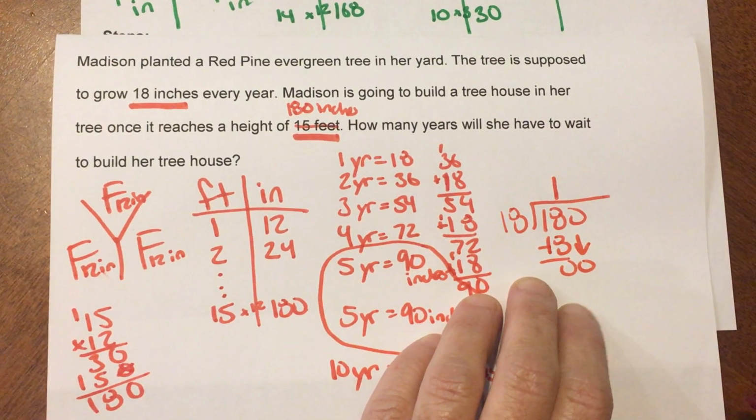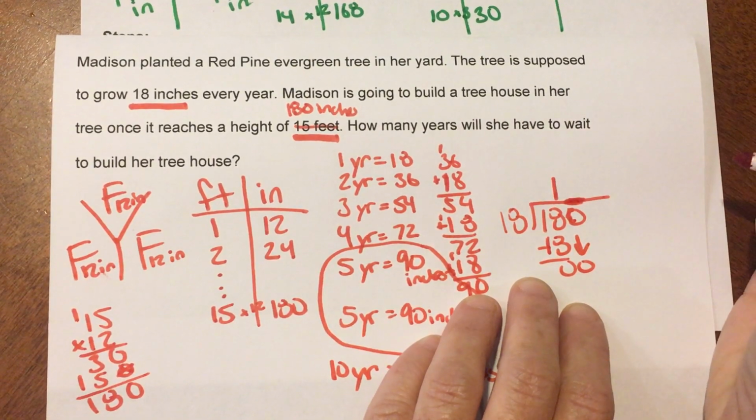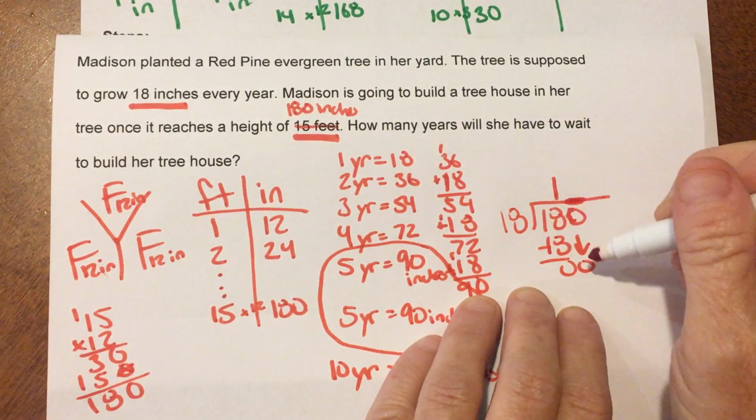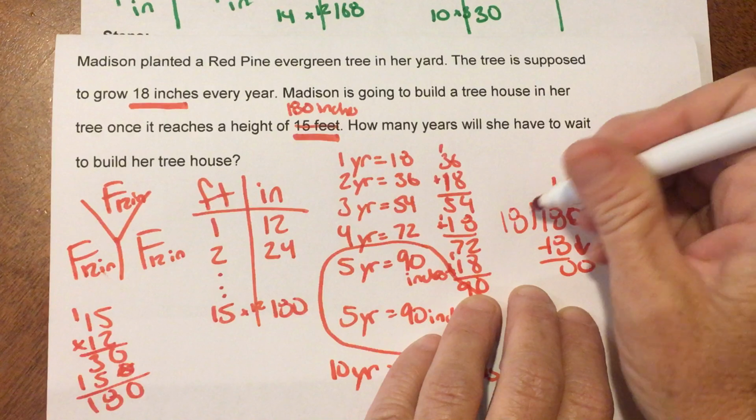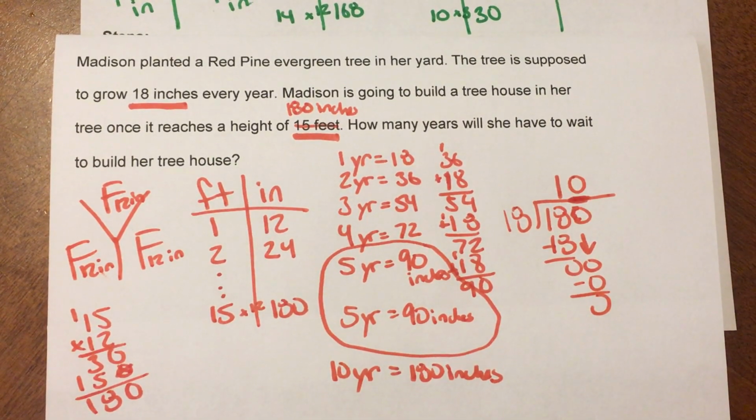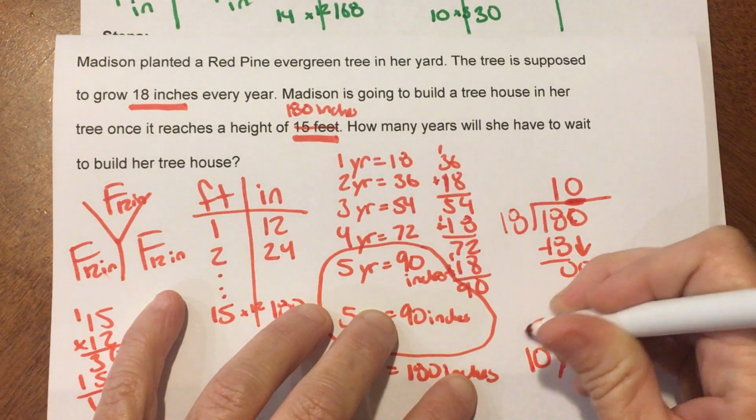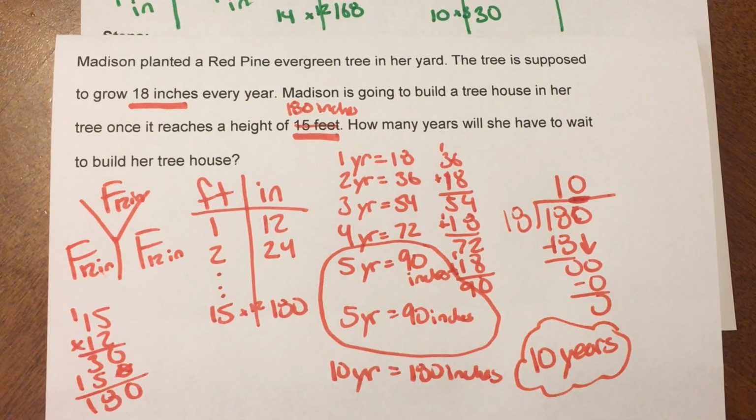Carry down my 0. And remember, when I divide, I always need something on top of every last number. So 18 can go into 0 0 times. So that would have also given me the 10 years. But my answer is Madison's going to have to wait 10 years to build that treehouse of hers.